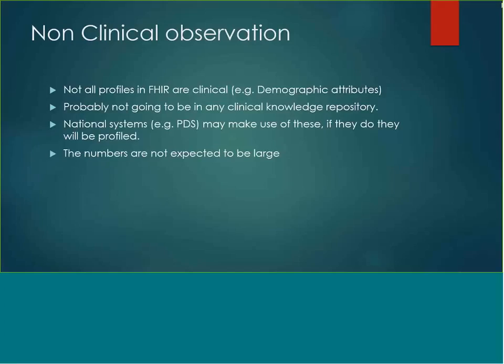So we have a couple of observations in use which are really attributes of demographics. We don't think there's going to be many of these, and there's certainly not going to be hundreds of these in our world, but they are few. Because of the nature of them, they possibly will not always use SNOMED, because some of them may not lend themselves to SNOMED.